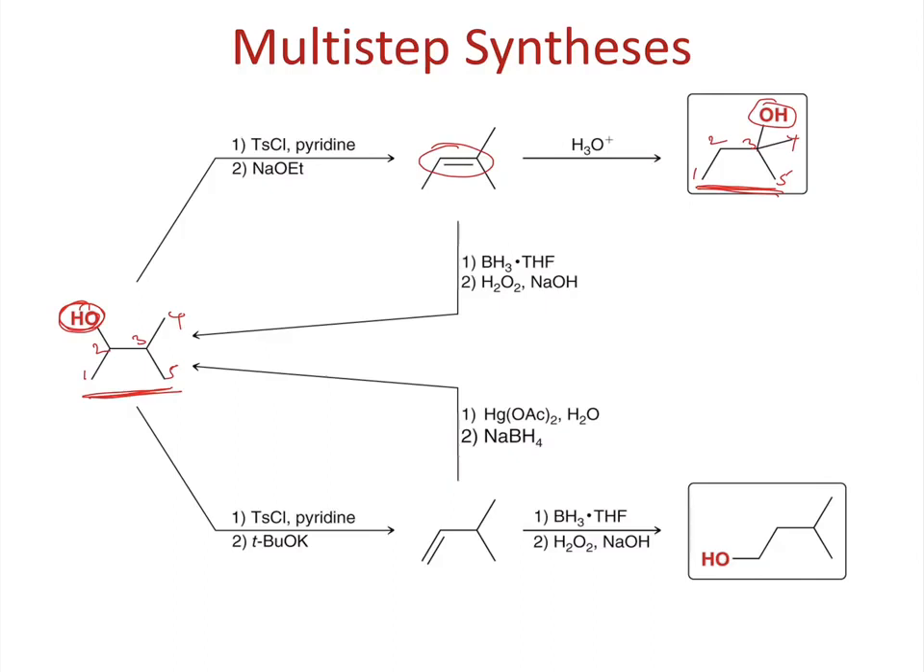We can do that using tosyl chloride with pyridine to install a tosylate group. And then we can use sodium ethanoate to do an E2 reaction, which gives us the Zaitsev product, that is the more substituted alkene. And then we can do an acid catalyzed hydration to form the product that is desired. Or we can use oxymercuration demercuration, which uses mercury acetate together with water, followed by sodium borohydride. Okay?